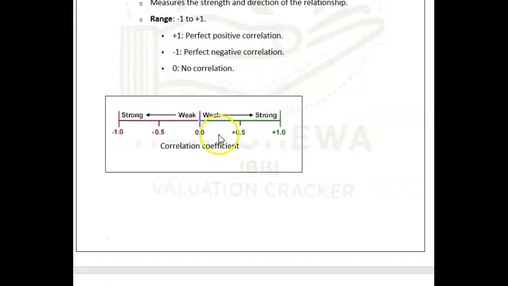We can understand with this diagram also. No correlation is 0. Perfect positive correlation is +1. Perfect negative correlation is -1. From 0 to -1, it goes from weak to strong. And on the positive side, it also goes from weak to strong.